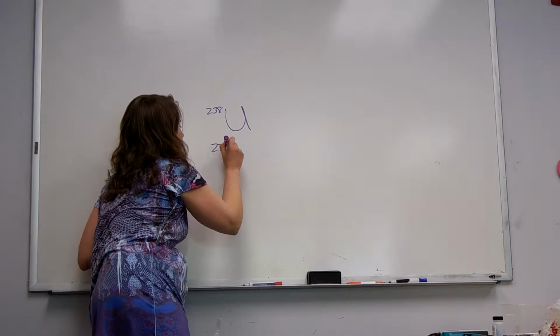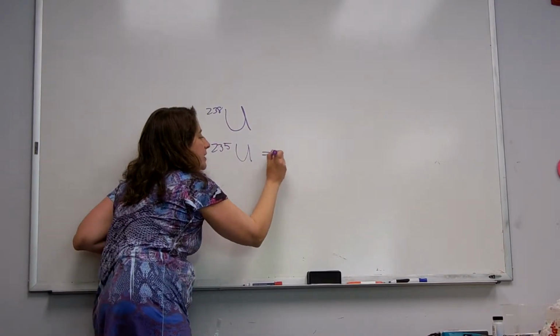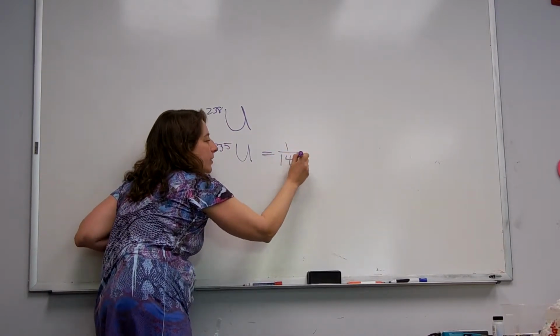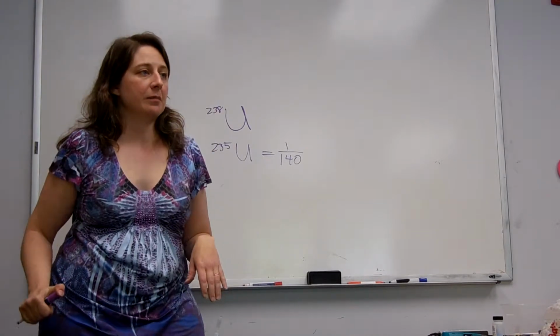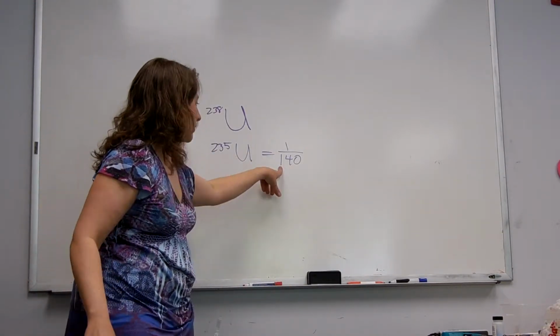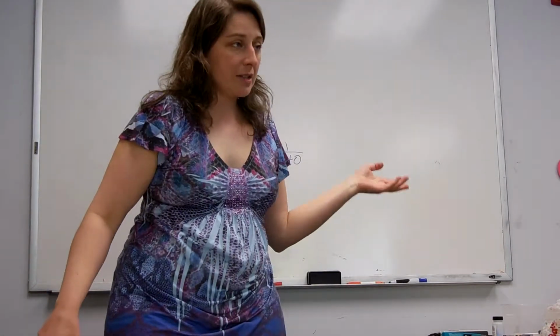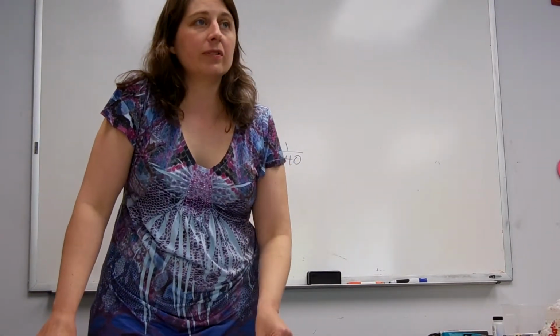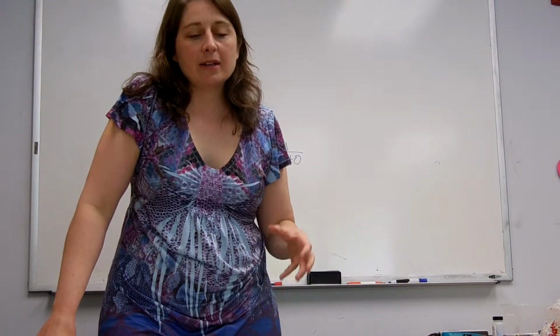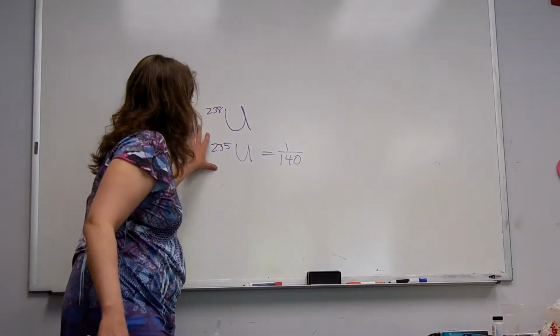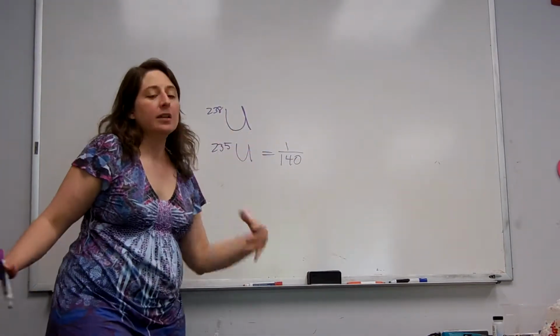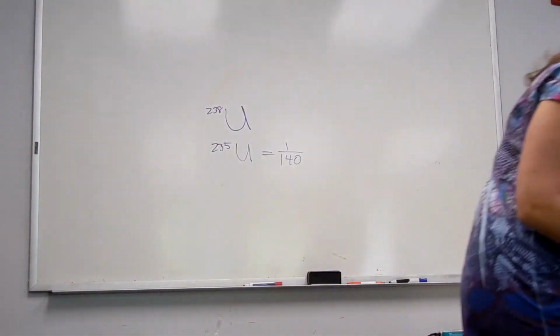Uranium-235 is about 1 out of every 140 uranium atoms. And that's the isotope that we need to use to do nuclear fission. But that is not concentrated enough in a sample of uranium to actually get the reaction going. So let's talk about that here.